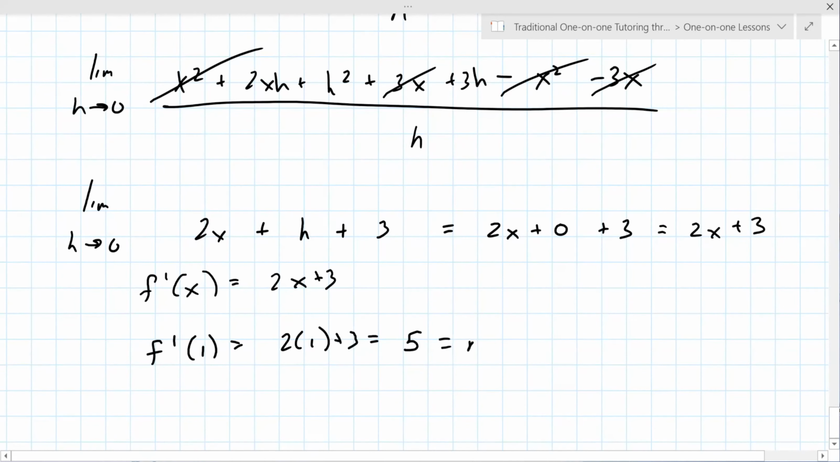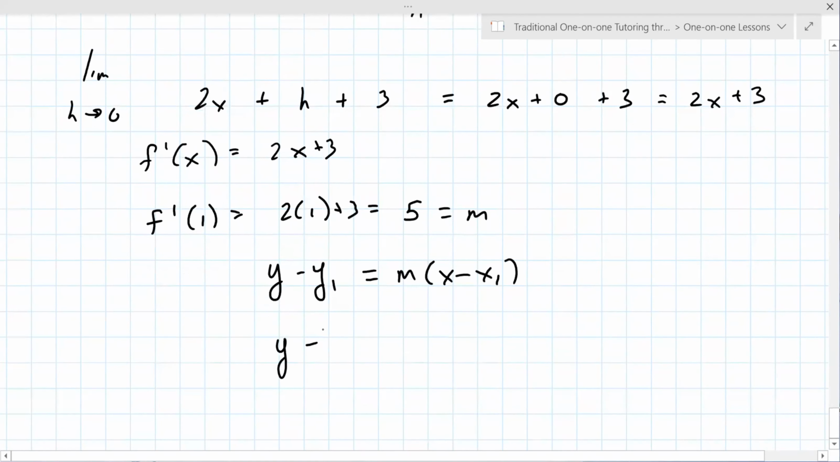So that's your slope. And then you just use the point that's there, so y minus 4 equals 5 times (x minus 1). Exactly. You're done. Okay. And you're done. Yeah.